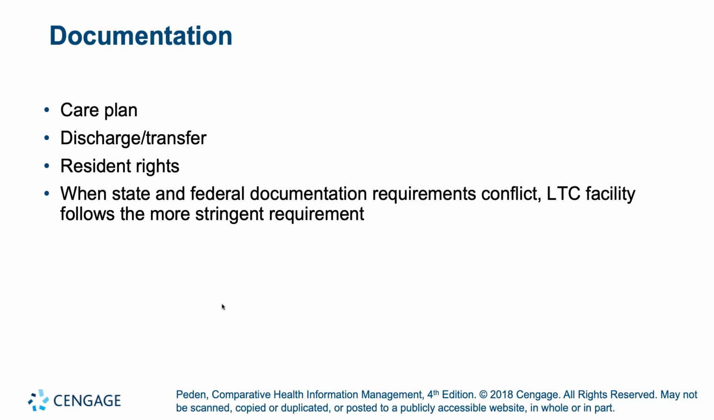And then when state and federal documentation requirements conflict, you always follow the more stringent requirement. And this is true not just in long-term care facilities, but in all facilities. Whenever you have one thing from the state and one thing from the feds, you follow whichever is more stringent, whichever is the more tough, the more detailed, the more demanding requirements.